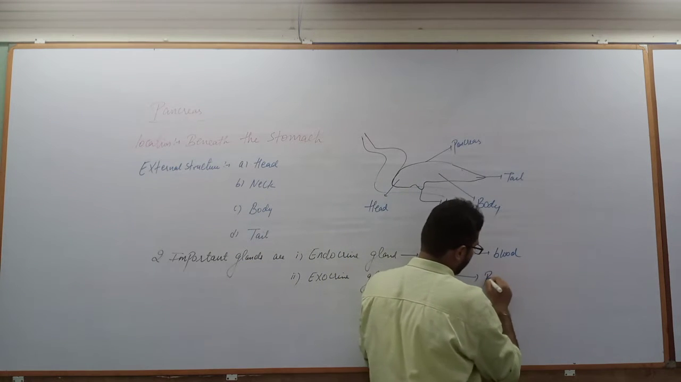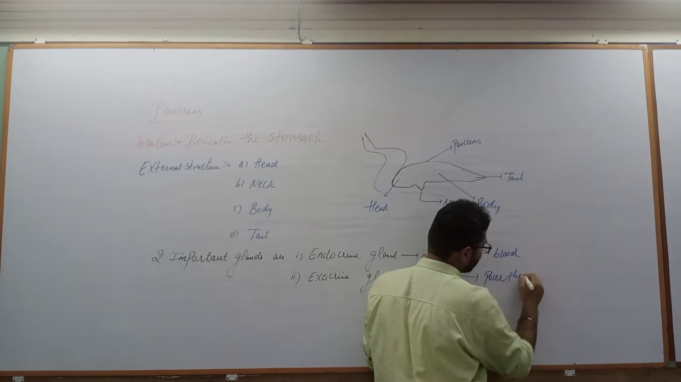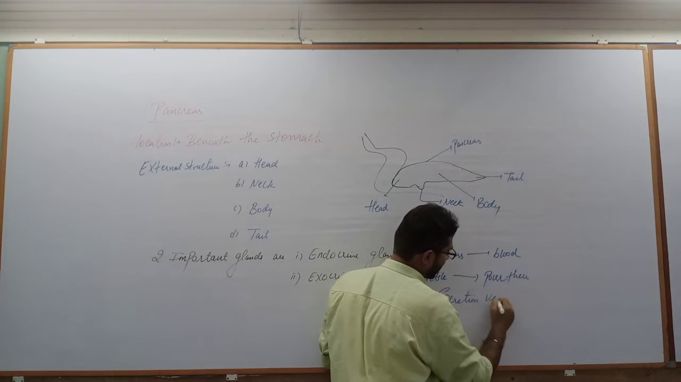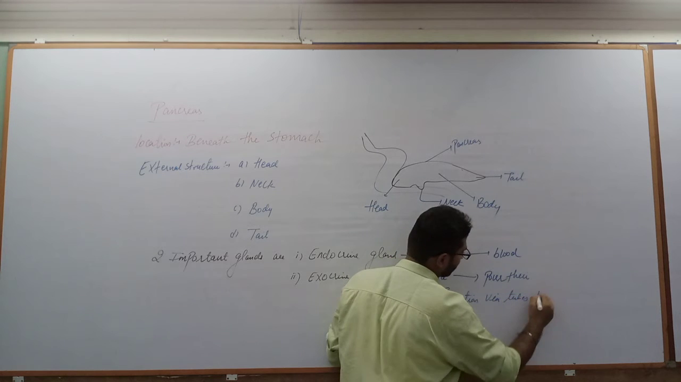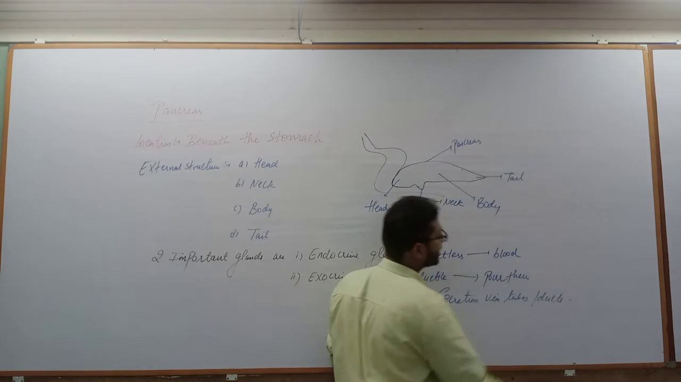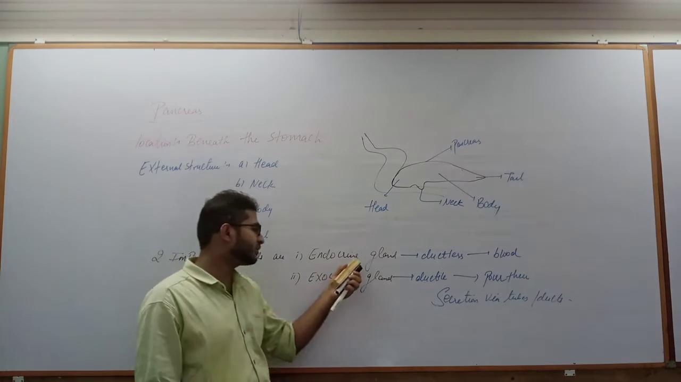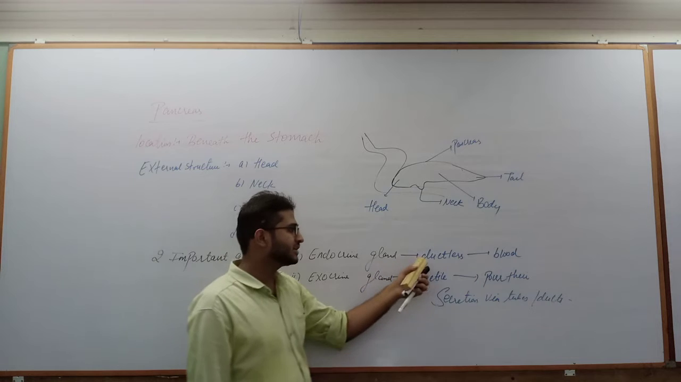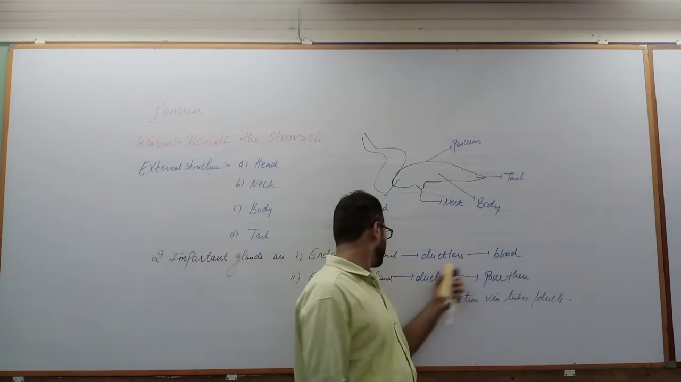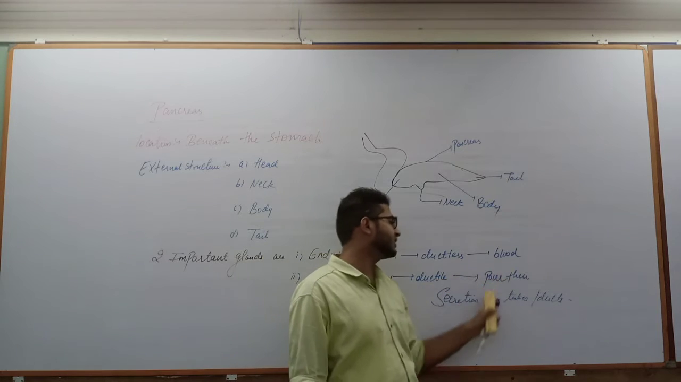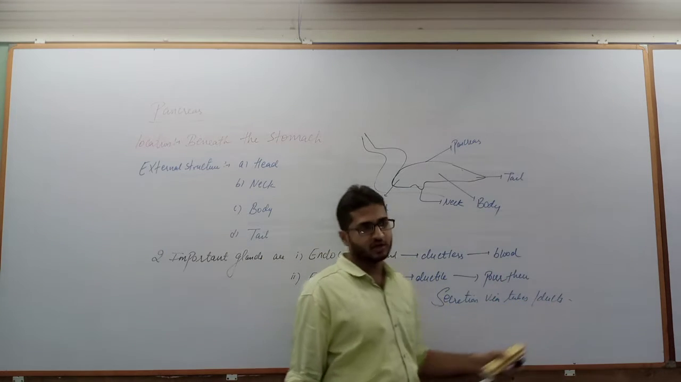So they pour their secretion via tubes, or you can also write it as via duct. So two types of glands, endocrine as well as exocrine glands. Ductless secretion is through blood. The exocrine gland is ductile and pours its secretions via tubes or ducts.